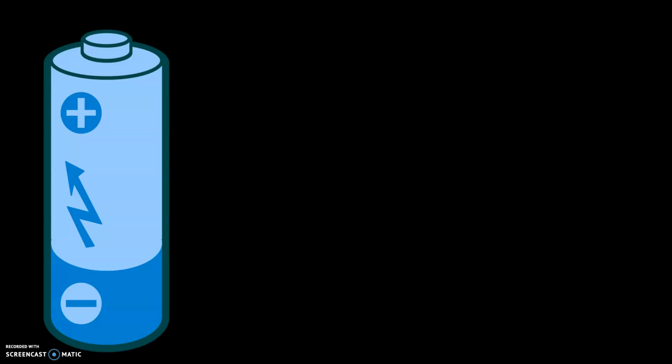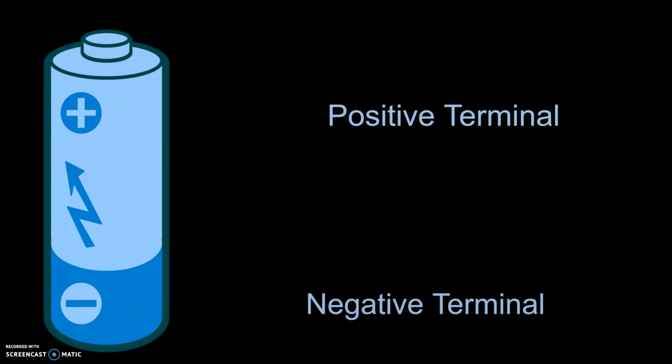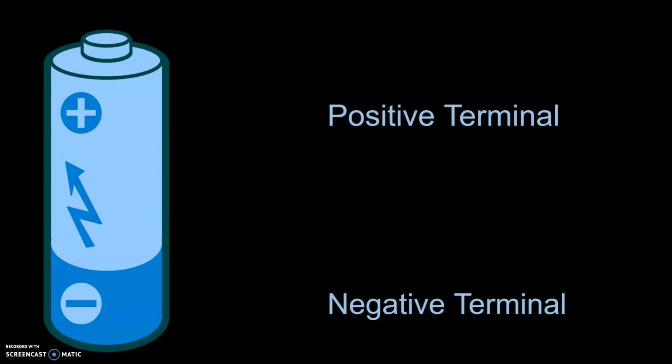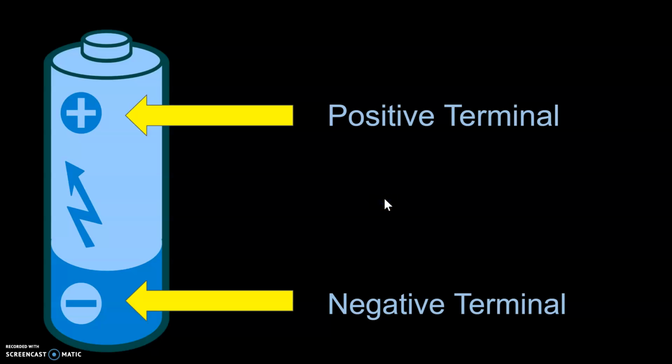Where are the terminals on a dry cell battery located? On each end of the battery, there's a positive terminal and a negative terminal. Of course, positive is marked with the plus sign and negative with a minus sign.